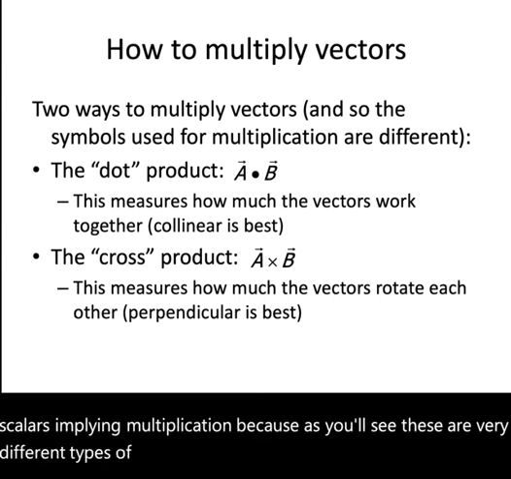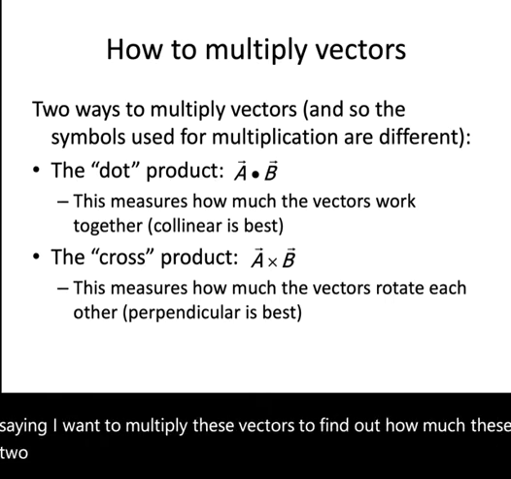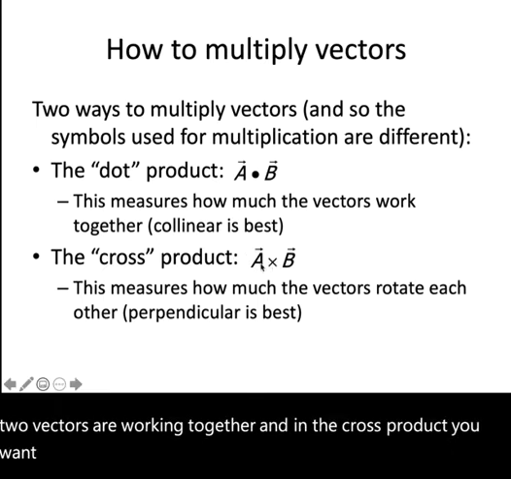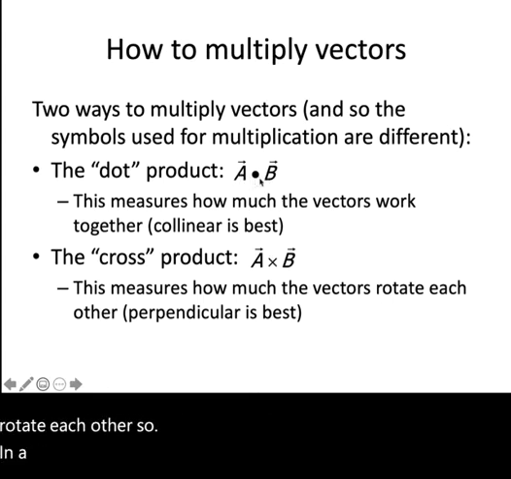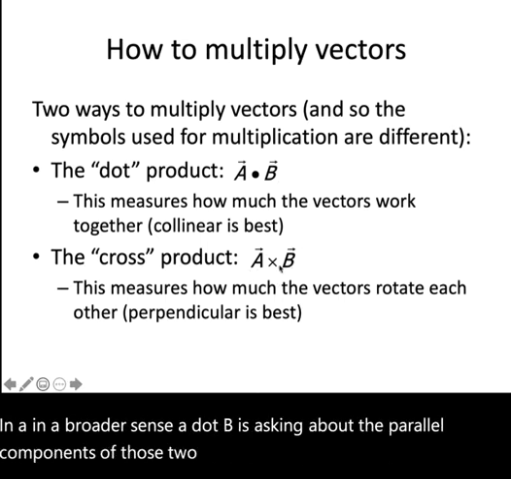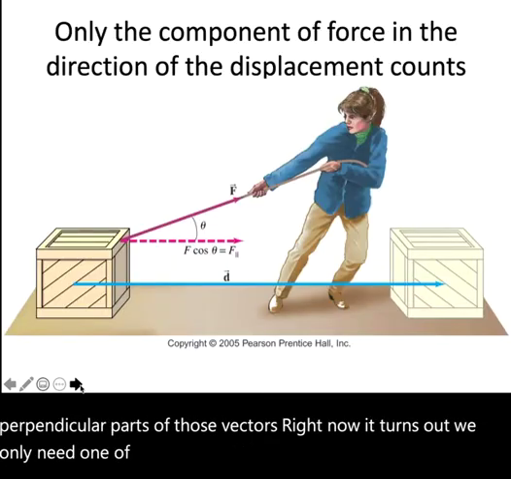So the dot product basically is saying, I want to multiply these vectors to find out how much these two vectors are working together. And in the cross product, you want to multiply these two vectors to see how much they can rotate each other. So in a broader sense, A dot B is asking about the parallel components of those two vectors, and A cross B is asking about the perpendicular parts of those vectors. All right. Now, it turns out we only need one of these for now, which is the dot product.